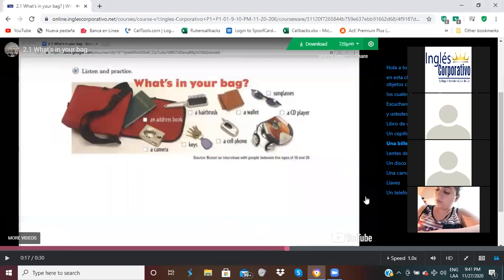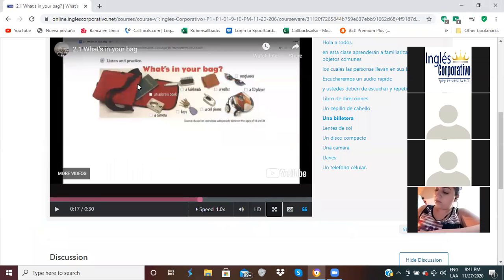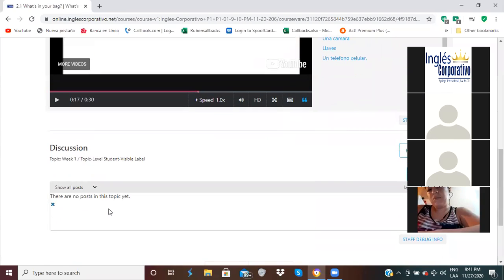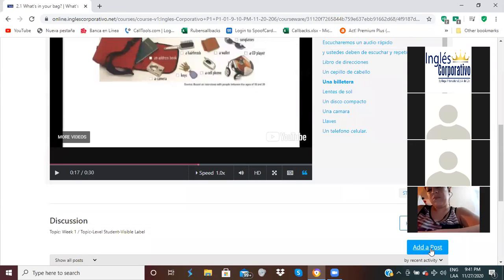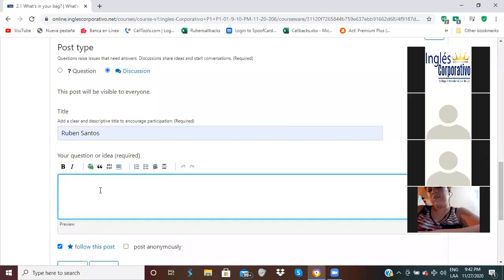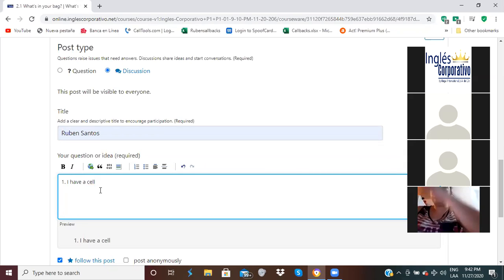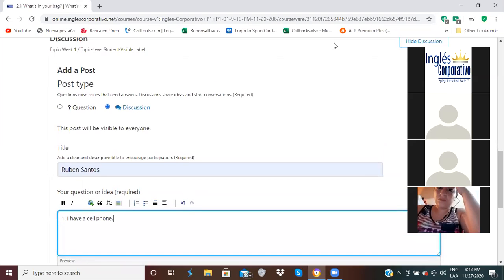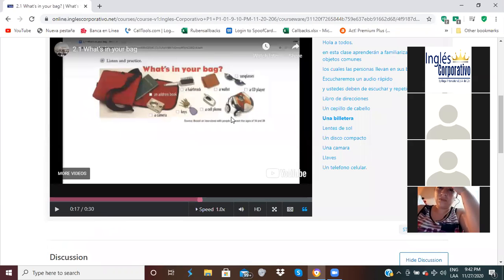Okay, so for this activity, you are going to give me 1, 2, 3, 4, 5, 6, 7, 8 sentences here in the discussion forum where it says add a post. You're going to write your name as the title. Here, you're going to write the sentence. I have a cell phone. Eight examples using this vocabulary. Do you understand? Okay. All right, ready? Let's go.